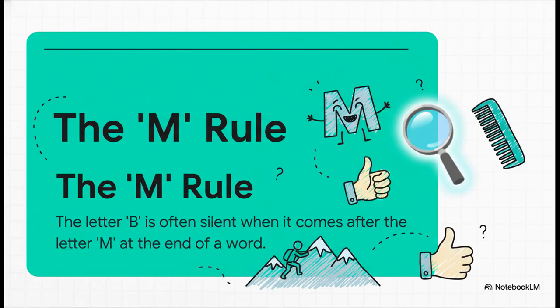This is our second pattern, the M rule. When a word ends with an M followed by a B, like in climb, comb, or thumb, that B just doesn't get pronounced. See? Another secret code cracked.